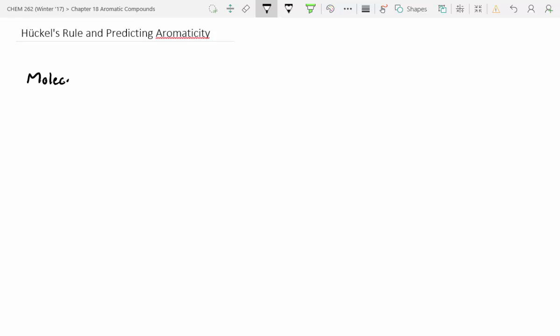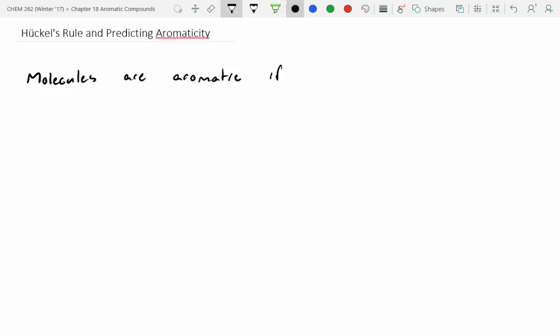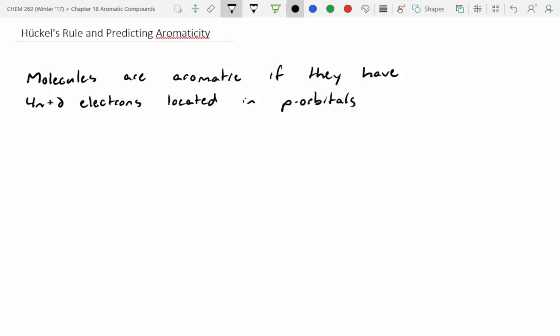So molecules are aromatic if they have 4n plus 2 electrons located in p orbitals that are aligned in a ring system. So this is a little bit more specific.